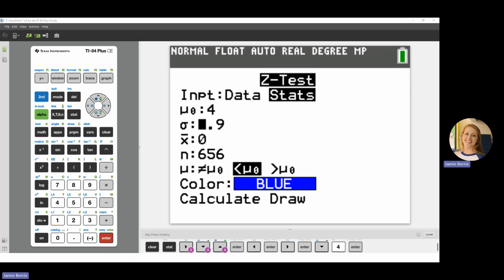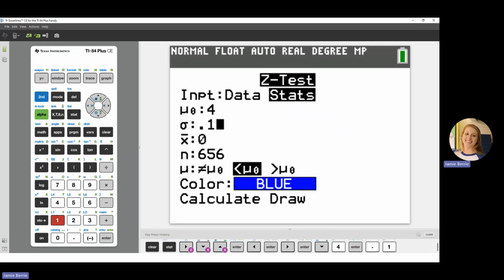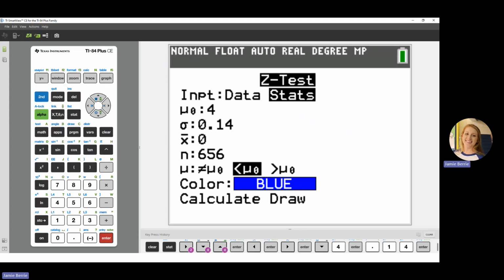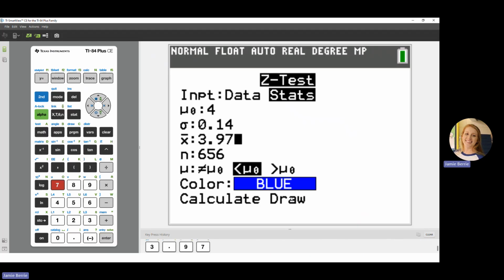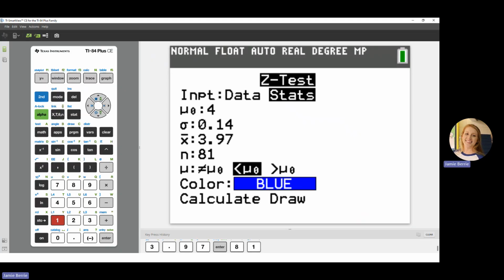What did we say our population standard deviation was? 0.14. Right, 0.14. All right, our sample mean, I didn't even highlight that, I don't think. Let's see, our sample mean was 3.97. All right, 3.97, so pretty close to 4 centimeters. And what was our sample size? Okay, he sampled 81 randomly selected bolts. All right, so sample size is 81.